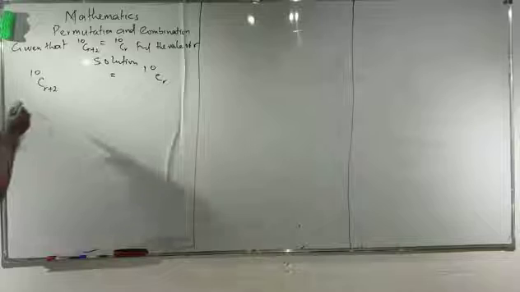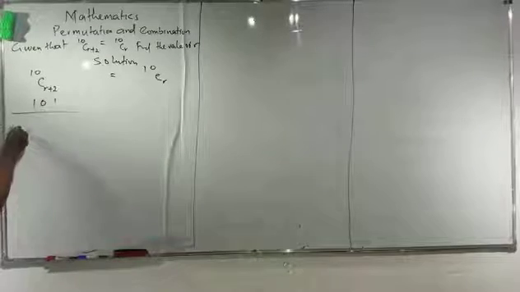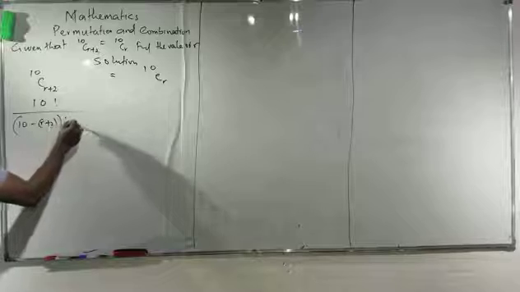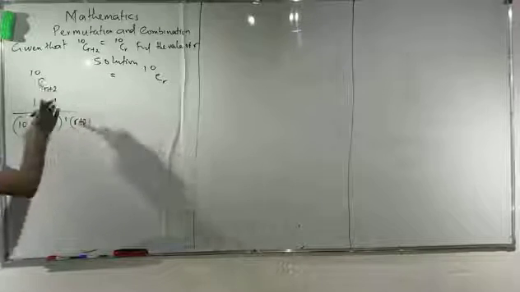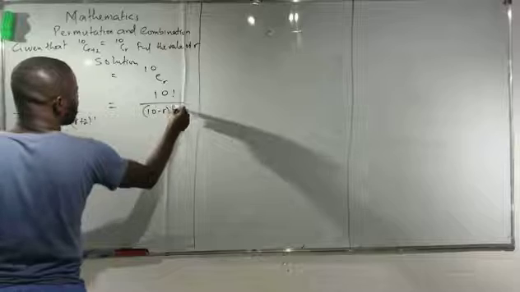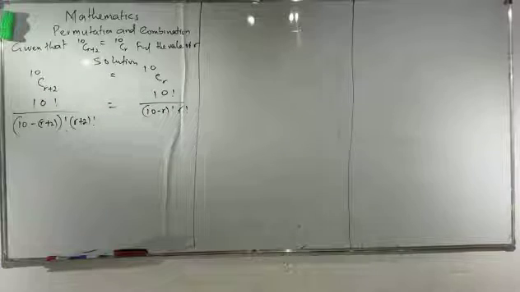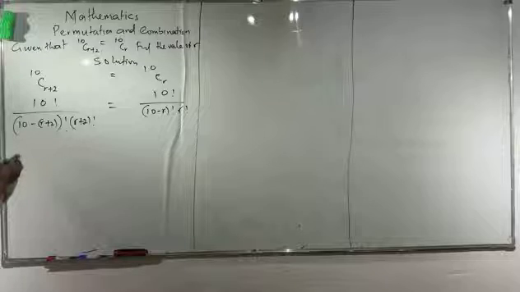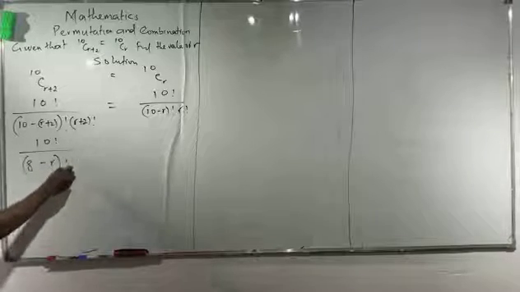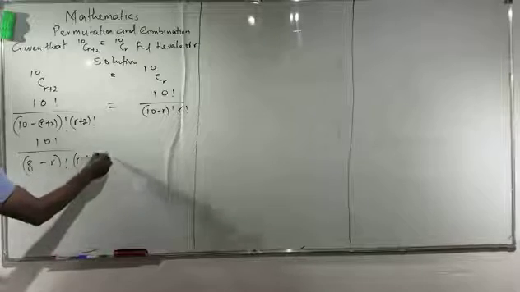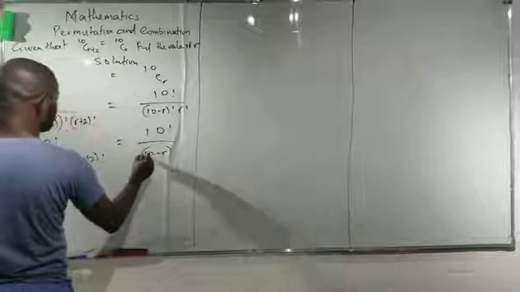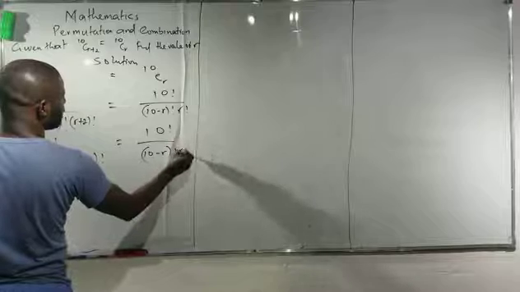Now, this is combination, and I'm asked to find r. The first thing that we need to do: factorial, divided by (10 minus (r plus 2)). You have to put the brackets, and also brackets in (r plus 2) factorial. This will be equal to 10 factorial over (10 minus r) factorial and r factorial. Mind you, this will give us 10 factorial divided by (8 minus r) factorial and (r plus 2) factorial, and it will be equal to 10 factorial divided by (10 minus 8) factorial and r factorial.